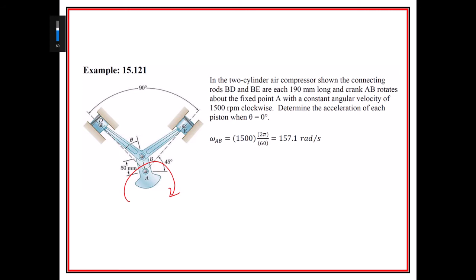This always annoys me because they gave you a figure that's got some interesting things going on, and then they give you the theta is equal to 0. So one of our very first things that we need to do is to figure out the geometry. A nice thing to get out of the way is to turn 1500 revolutions per minute to 2 pi radians per revolution and 60 seconds per minute, and you will get 157.1 radians per second.